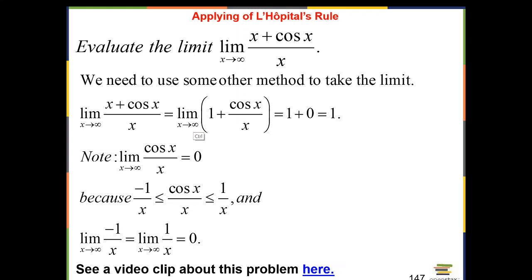When x approaches infinity, now this, we can use the squeeze theorem, right? On the squeeze theorem, we have seen this before. This is between negative 1 over x and 1 over x. So when x goes to infinity, these two go to 0, right? So that means this goes to 0. So the answer is 1.